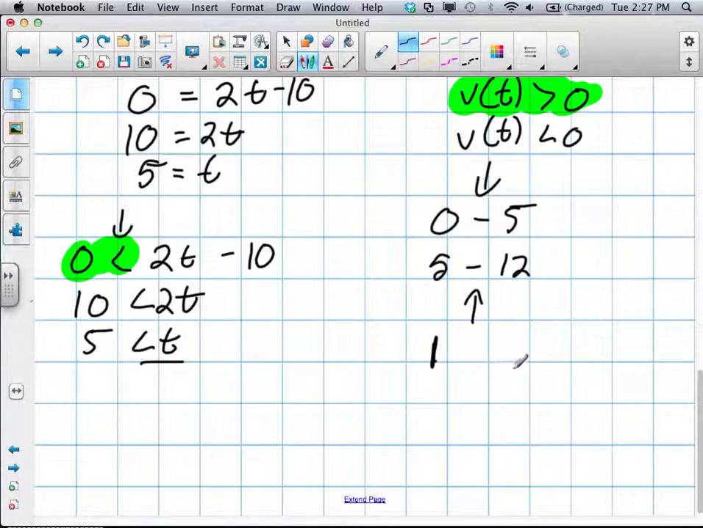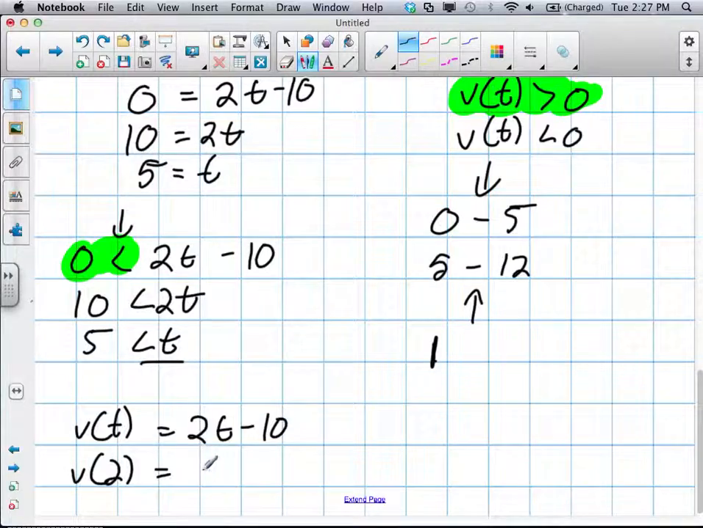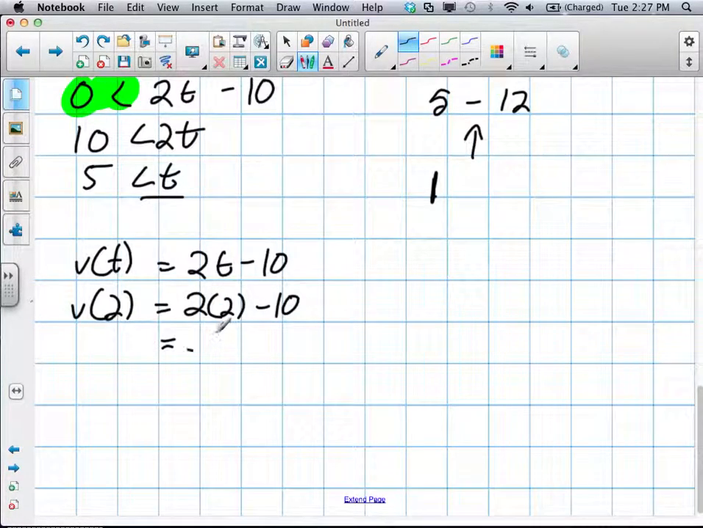And we can double check that by taking an arbitrary value. Let's just take at 2 seconds. Okay? Remember velocity was this equation, 2t minus 10? Well, let's find out velocity at 2 seconds. Well, that gives us 2 times 2 minus 10, which gives us negative 6. Perfect. Velocity is negative. That means we were moving to the left. That's exactly what we had found.